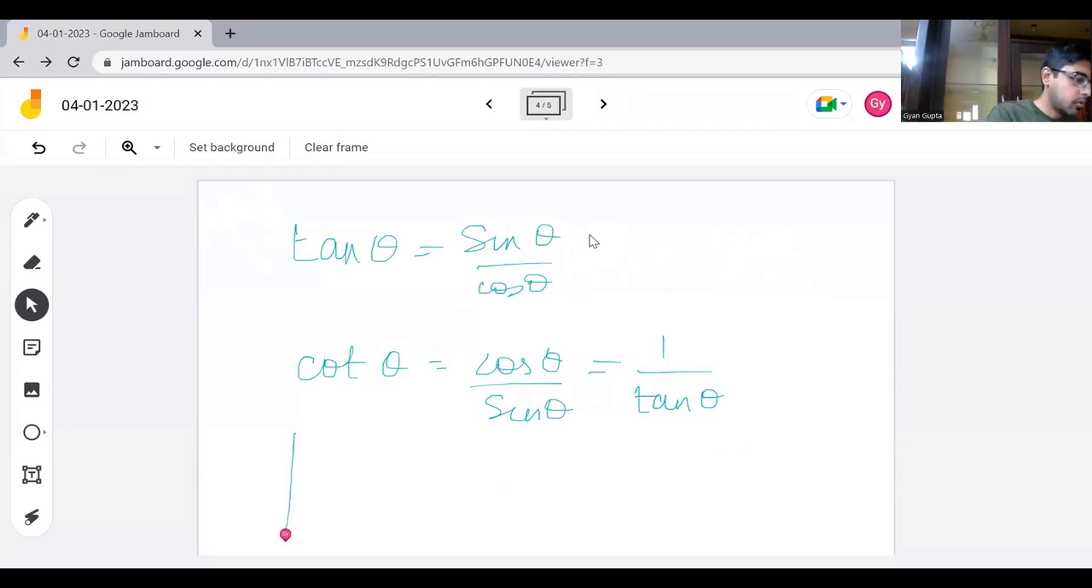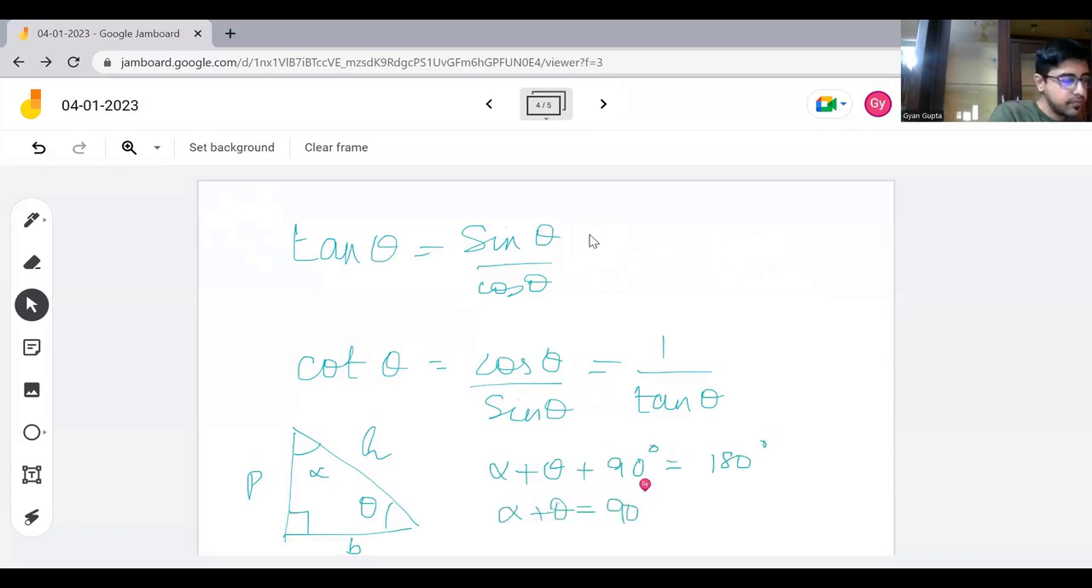Now, let us look at this triangle with angle theta, sides p, b, and h, and another angle alpha. This is 90 degrees. We know alpha plus theta plus 90 degrees is equal to 180 degrees. So, alpha plus theta is equal to 90 degrees. That will give me alpha is equal to 90 minus theta. Right? Let's go to the next page.